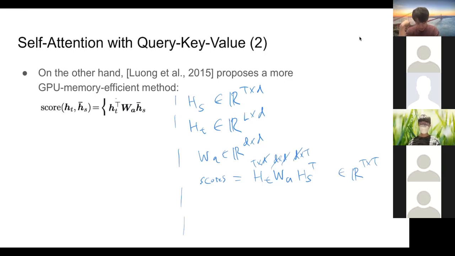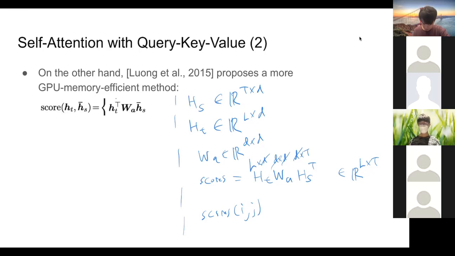Actually, my bad, not T by T. Because we're transposing H_S here, H_S is T, but this should be L. So we have an L by T matrix. And what does this L by T matrix indicate? If you extract a specific value in this matrix, for instance i comma j, then that score refers to how similar the ith vector in H_T, the target, and the jth vector in H_S, the source, are.